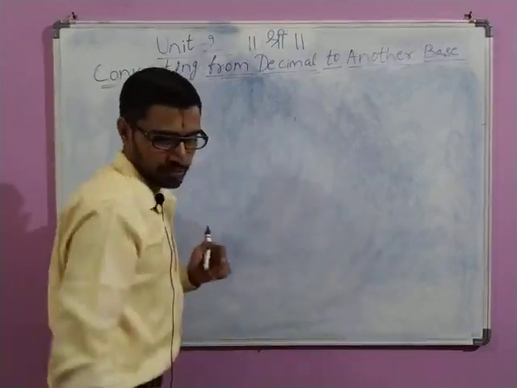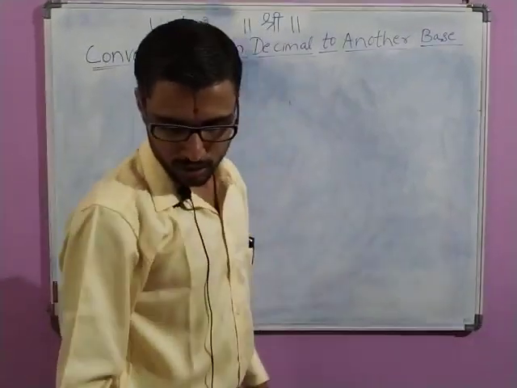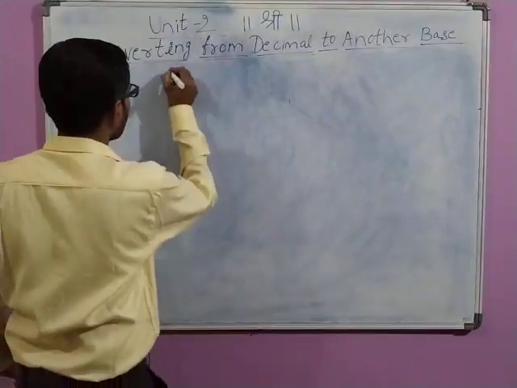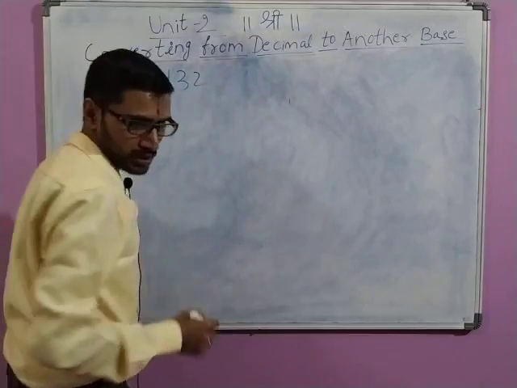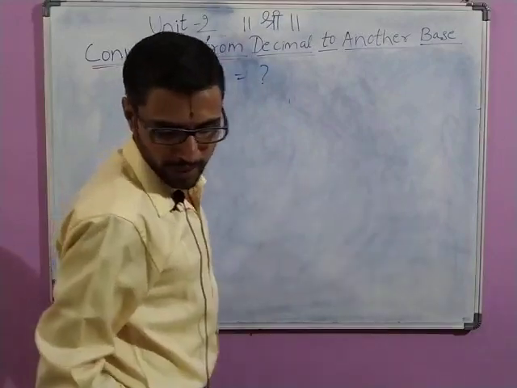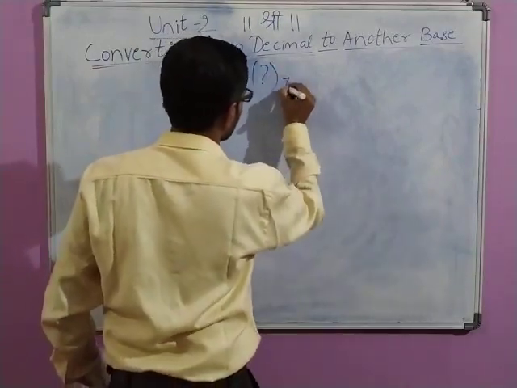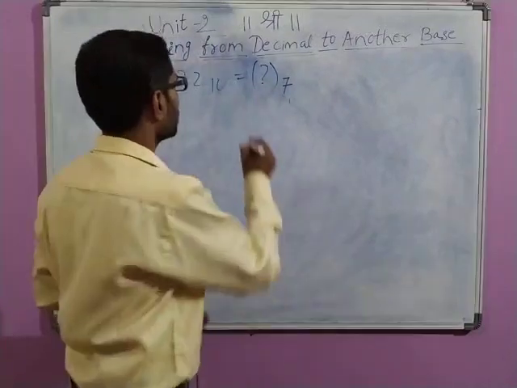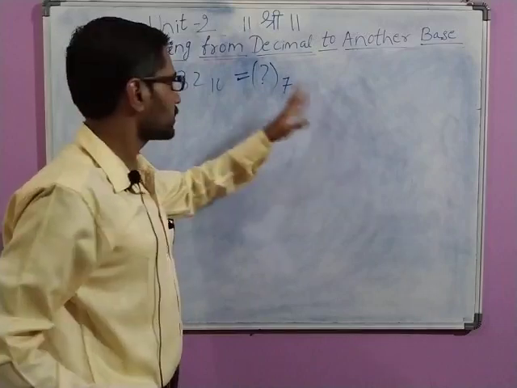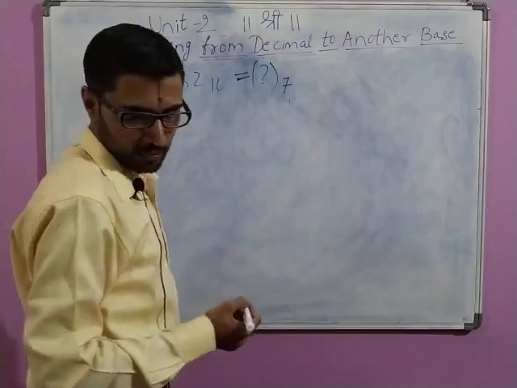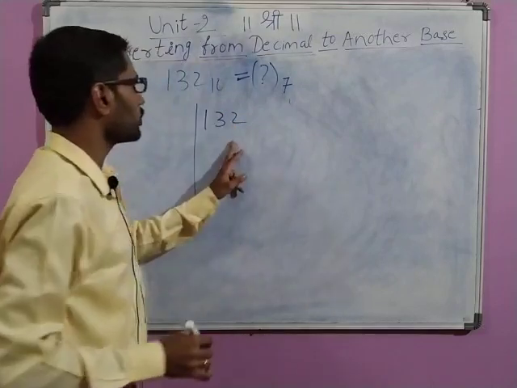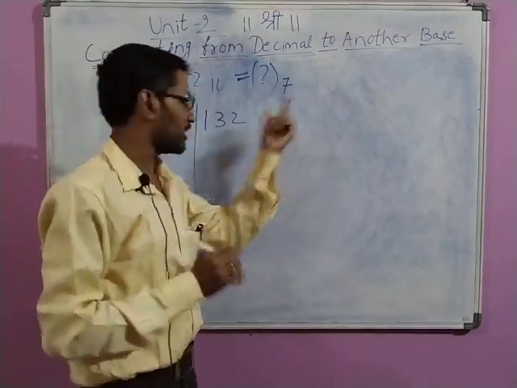So let me take that example: 132 to the base 10, question mark, to the base 7. 132 to the base 7. So the expected base is 7. The procedure is the same. I will take this number 132, and I need to divide it by 7.